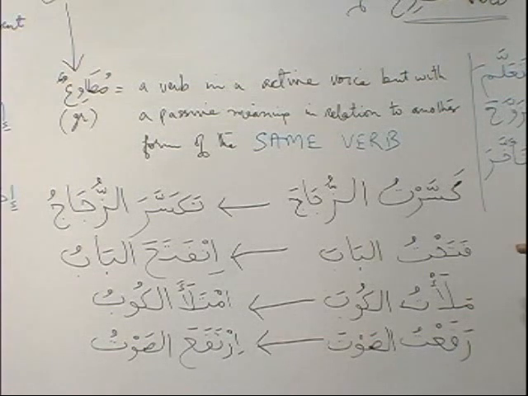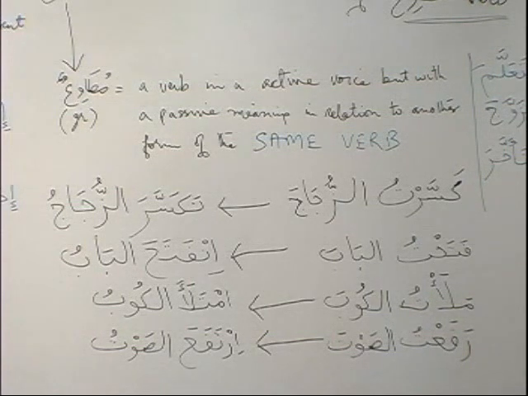Now here is another example. So there is a special relationship between form 1 and form 7. Now, fatahtul baba, form 1. When you bring it in form 7, infataha al-babu. So in other words, the mafulun bihi becomes the fa'il, and the fa'il is dropped. The fa'il gets dropped. Okay, brothers and sisters?